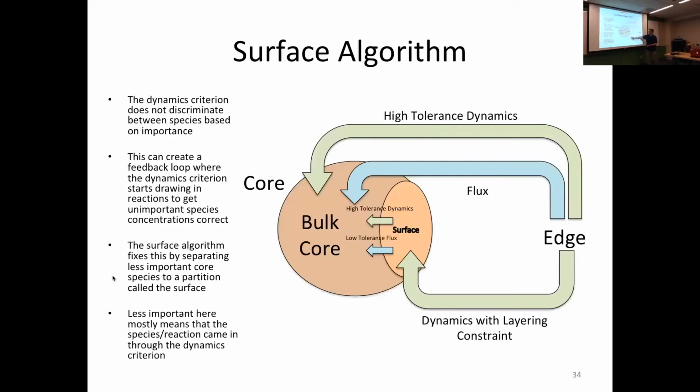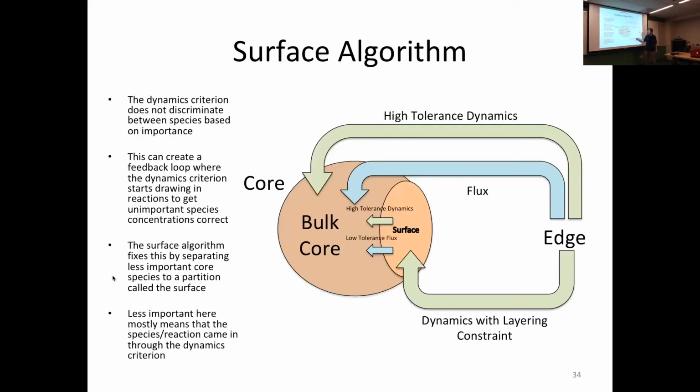But essentially this is the important thing to look at: instead of ordinarily adding stuff just like we do with everything else, when we add something with the dynamics criterion, we just add it to this thing. And for the stuff in this thing, we don't let the flux criterion pull in stuff related to the flux criterion for those species.